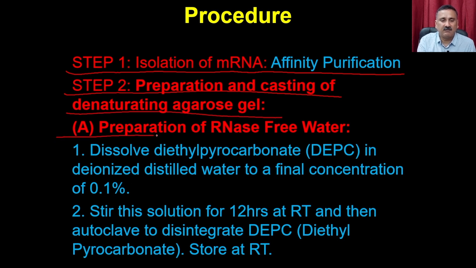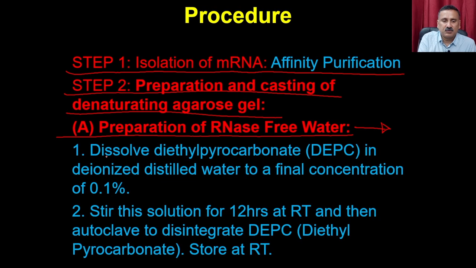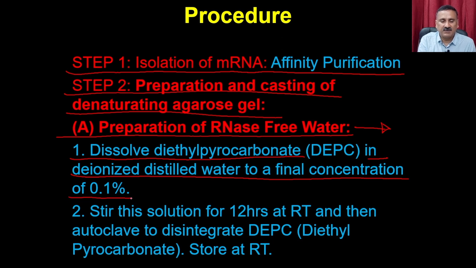So, the preparation of RNase free water. This is what I was trying to say: if you do not have RNase free water, then you can prepare it in your lab. What you are supposed to do is dissolve DEPC, or diethyl pyrocarbonate, in deionized distilled water to a final concentration of 0.1%. Remember that DEPC is a very strong inhibitor of RNases. So, if you add the DEPC, it is going to kill whatever RNases are present in the water. And what is the source of RNases in the water?